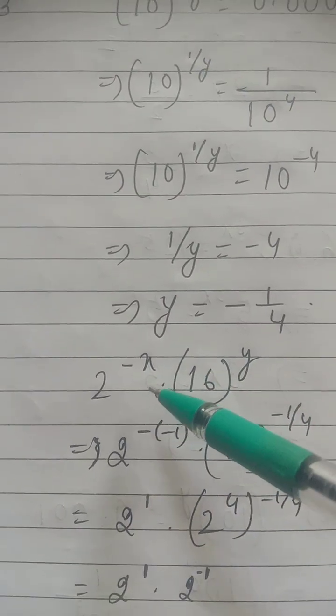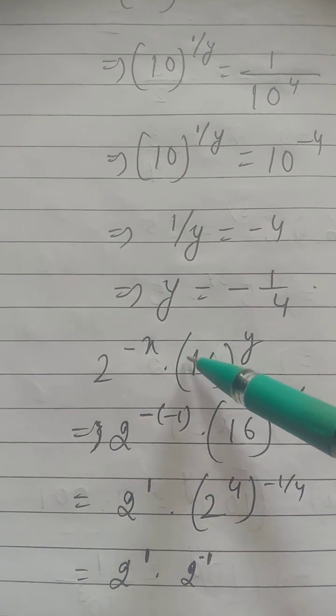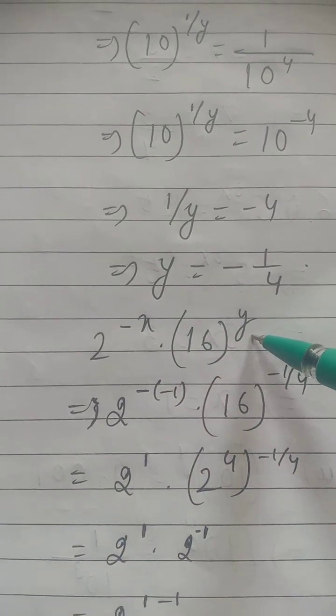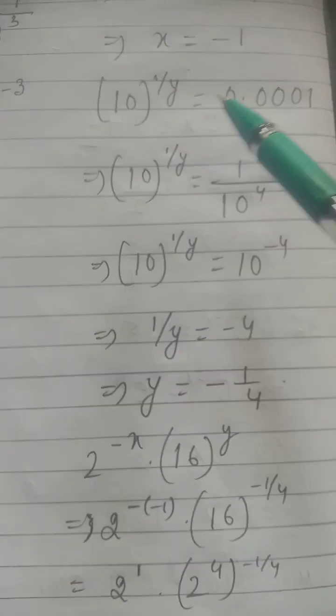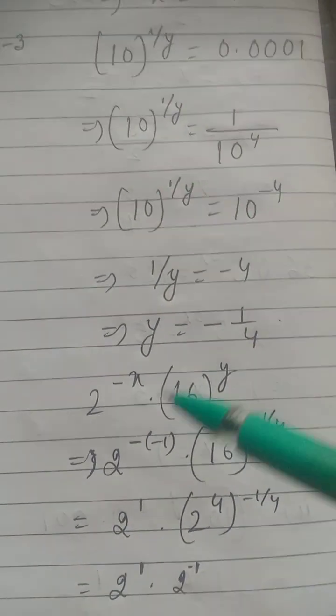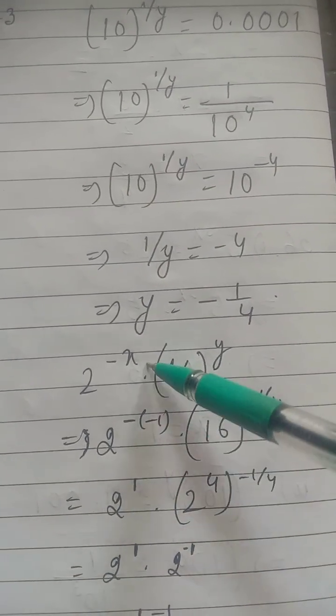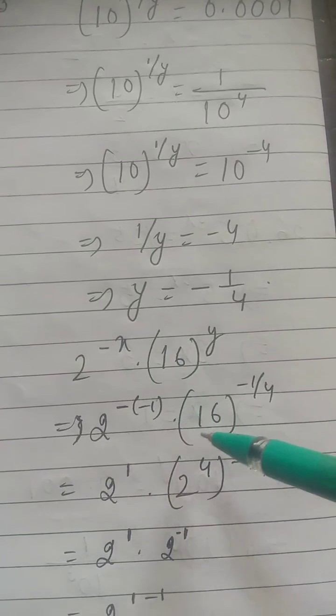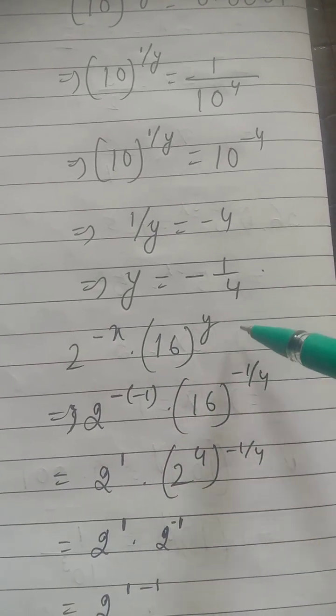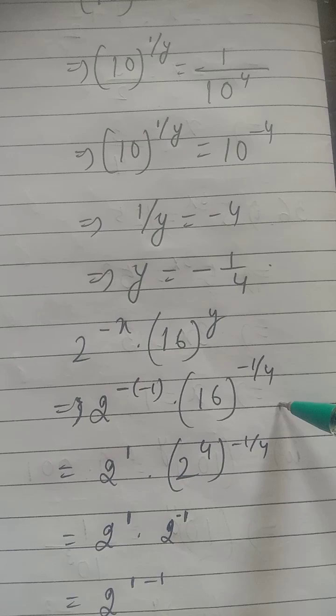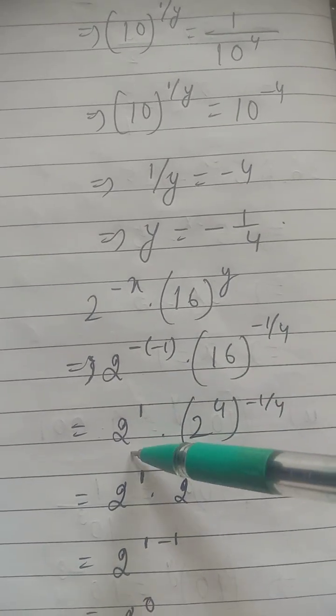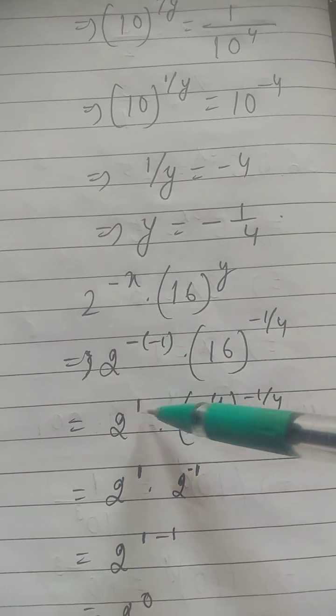Now you have to find the value of 2 to the power minus x into 6 to the power y. X's value we had already calculated as minus 1. So 2 to the power minus, and x's value is also minus 1, and this is 16. Y's value is minus 1 by 4. So now 2 to the power minus, minus, plus 1.